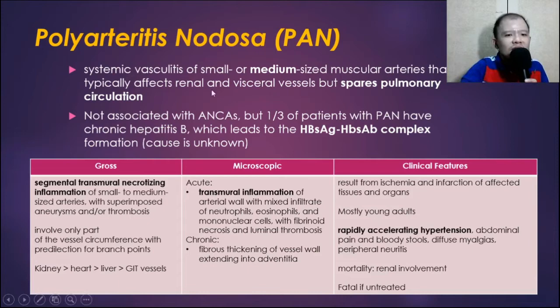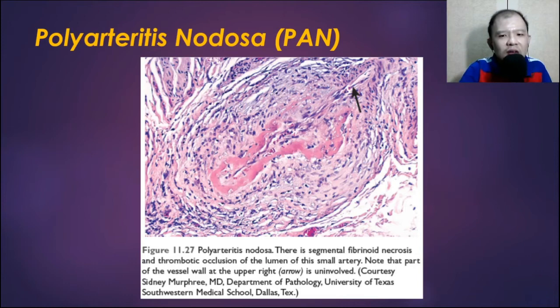So you can read on the gross and microscopic. The ones that I highlighted are the crucial information. You have rapidly accelerating hypertension. We see this in patients that have hepatitis B. What more? You already have portal hypertension in hepatitis B, then you have much more aggravated hypertension when you have polyarteritis nodosa. Then you have fibrinoid necrosis, narrowing the lumen.